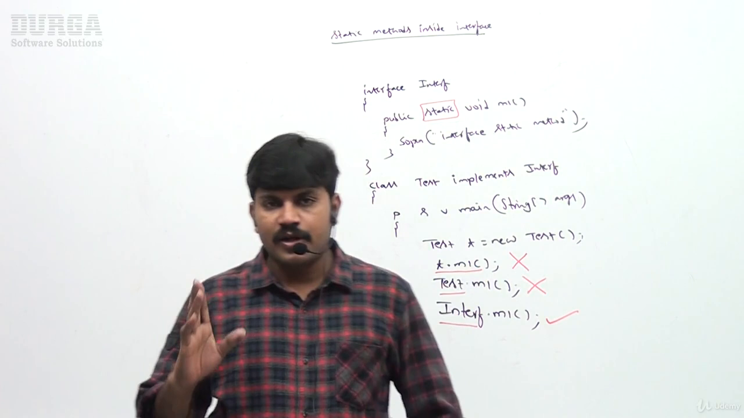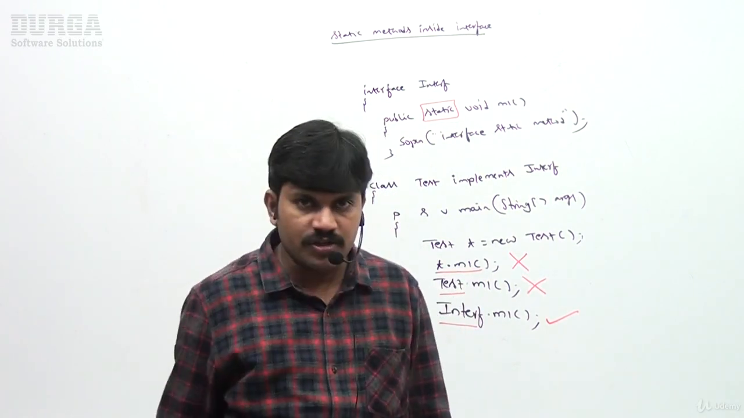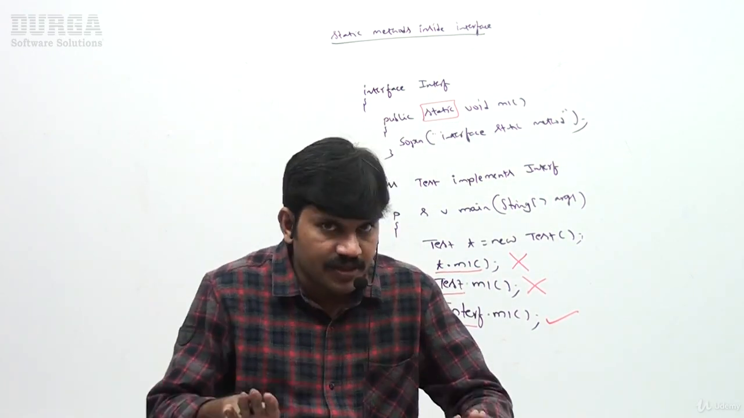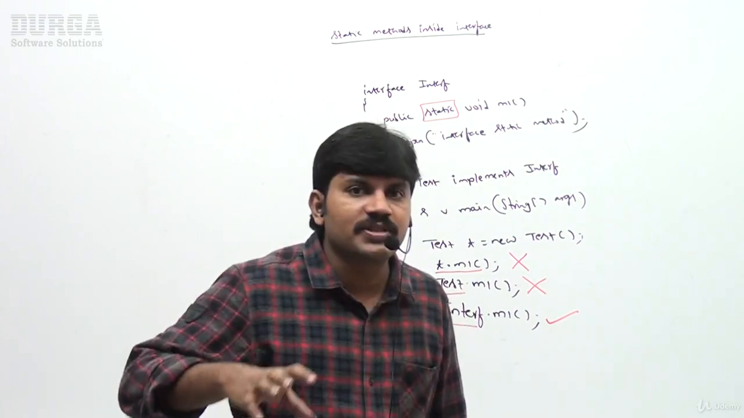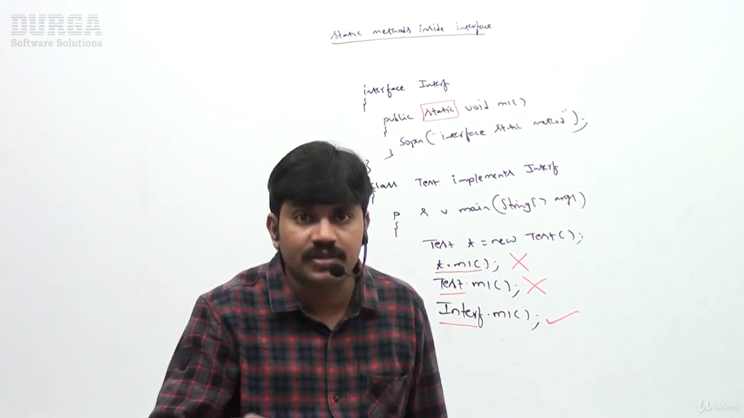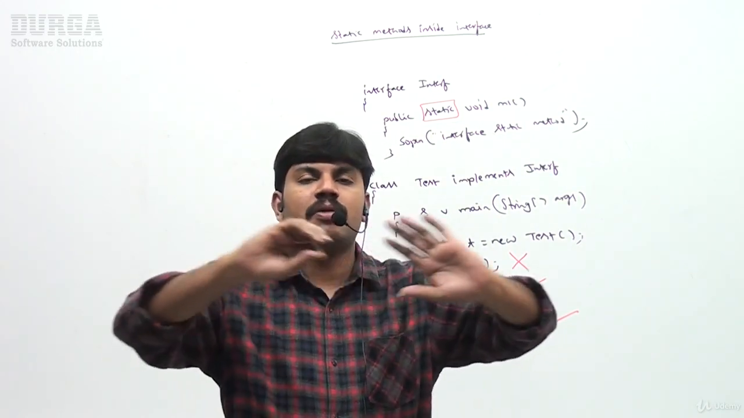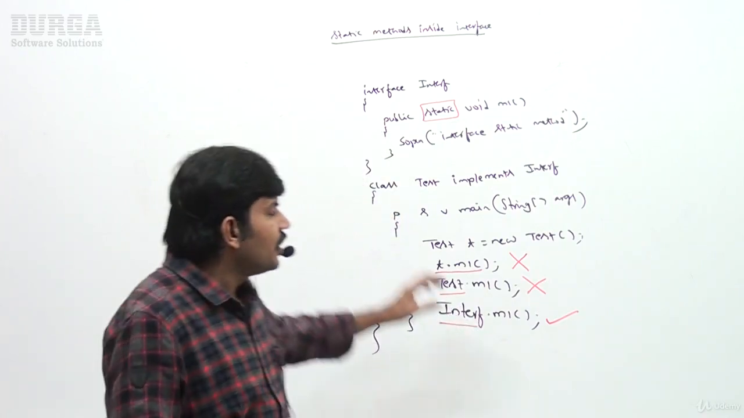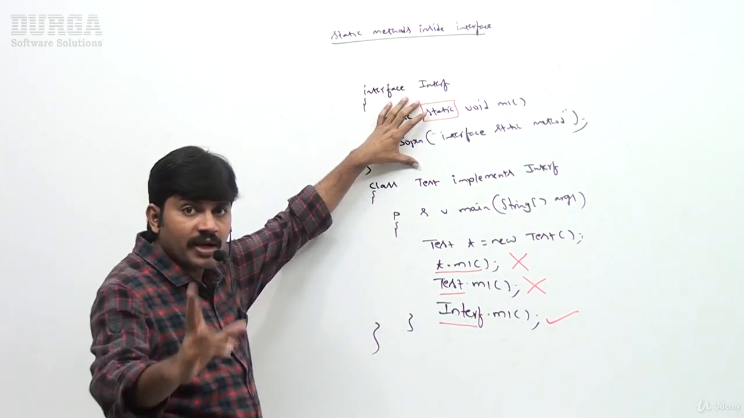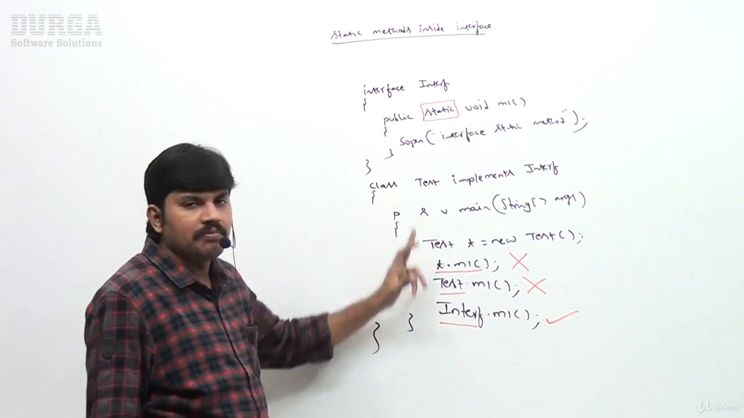So inside interface, from 1.8 version onwards, we can declare static methods. Clear? Next, what is the main purpose of static methods inside interface? To define general utility methods which are required for multiple people. Next, interface static method by default is not available to the implementation class.